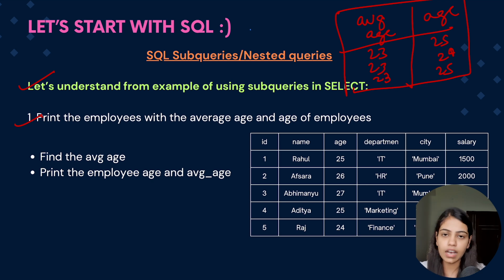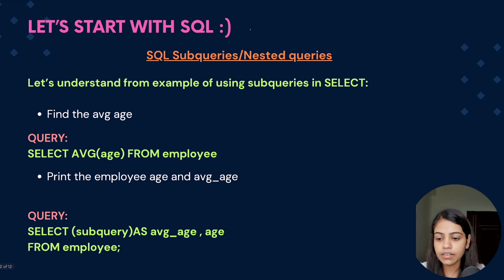For this we'll again break it into two steps. The first is to find the average age, the second is to print the employee's age and the average age. Let's see how we can do that. Firstly we'll find the average age, that is select average age, then from, and then we'll provide the table name. This will give me the average age of employee. Now we have to print the employee age along with the average age. So we'll give select, and then we will replace this subquery here because this is giving me the average age. We'll give an alias as average age, and then we'll select age, then from, and then employee. In this way we can print the average age as well as age for the employee.